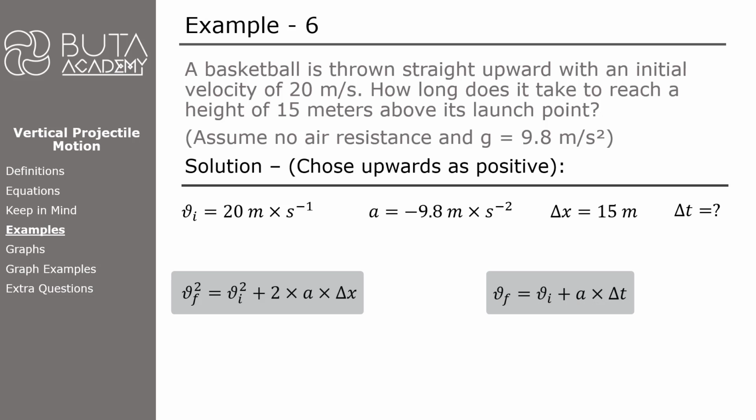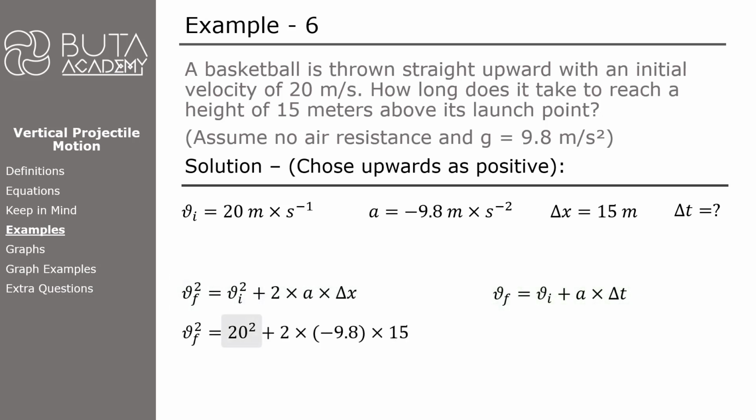First, we are going to calculate the final velocity by using the equation on the left, and then we are going to use the result to calculate the time. Initial velocity is 20 meters per second. Acceleration is negative 9.8 meters per second square, and the displacement is 15 meters. The final velocity of the ball is equal to 10.3 meters per second.